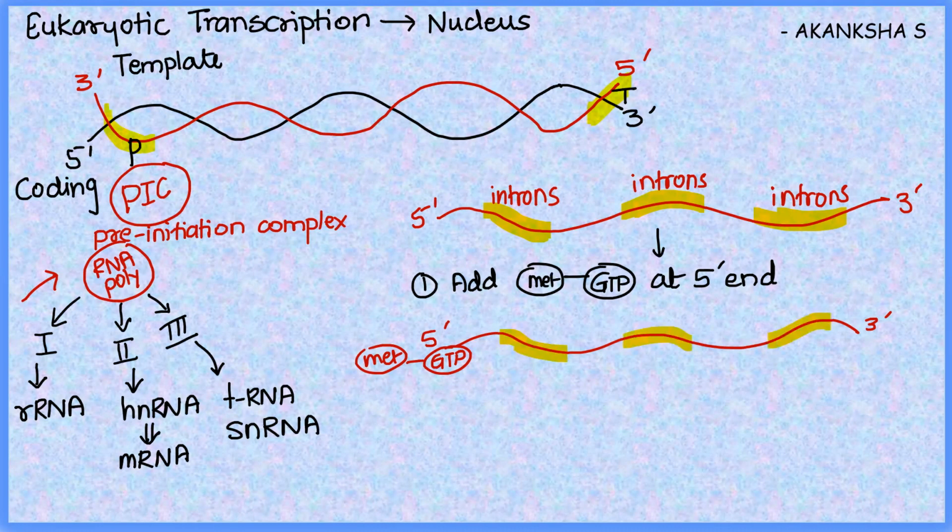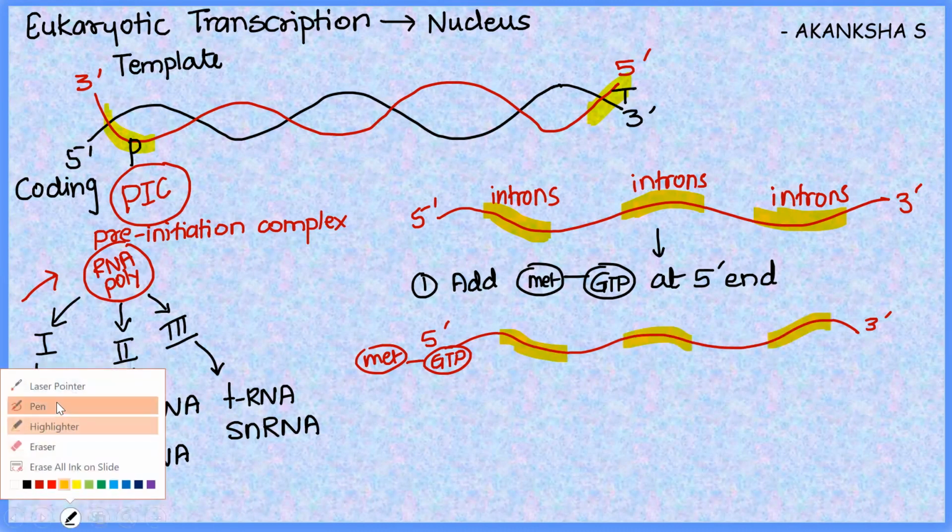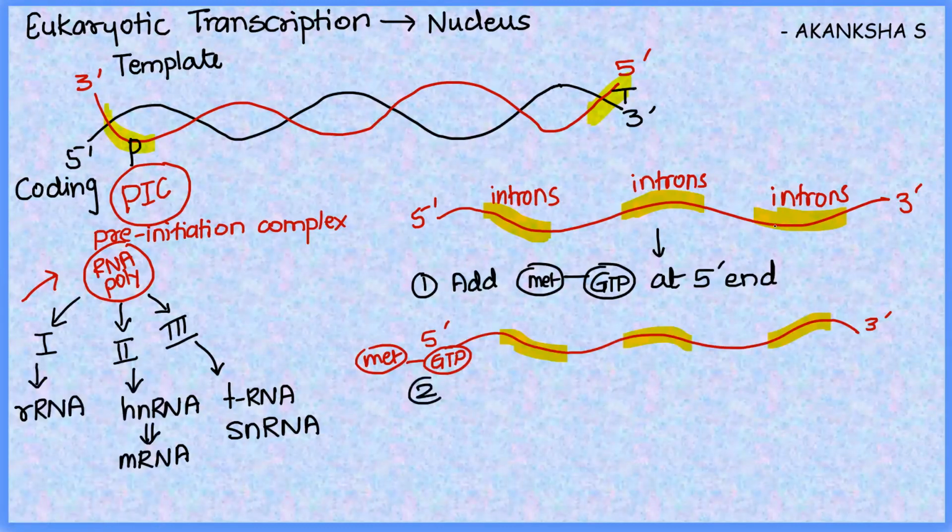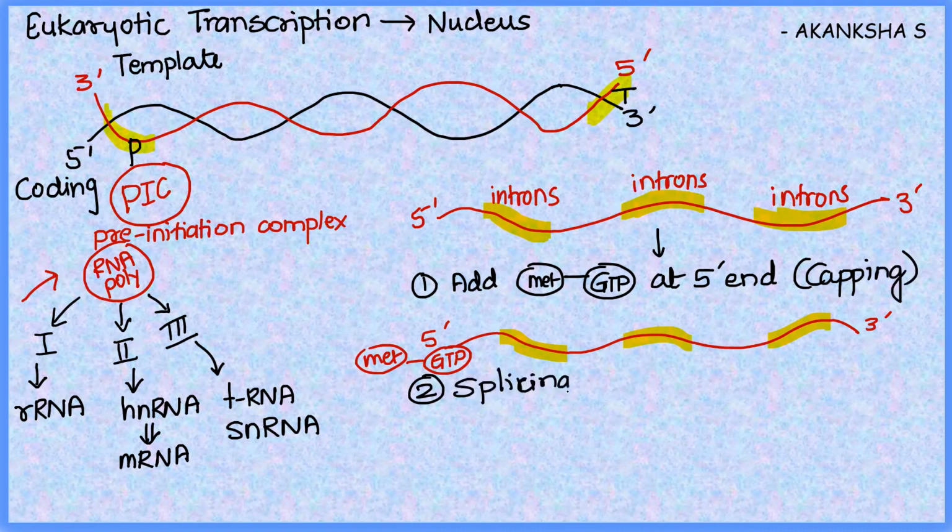The second step is called splicing. The first step is also called capping. First step is capping, second step is splicing. Now in splicing, what is going to happen? You are going to remove introns. So all the introns are removed. Now your mRNA is pretty clear. It has only exons in it.